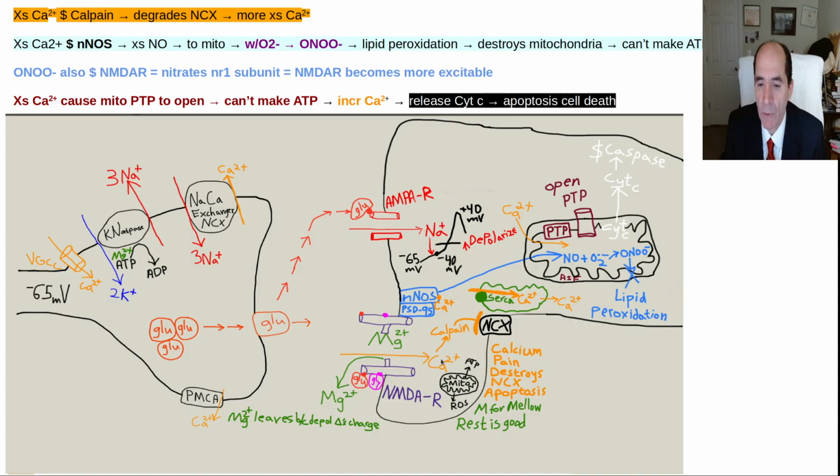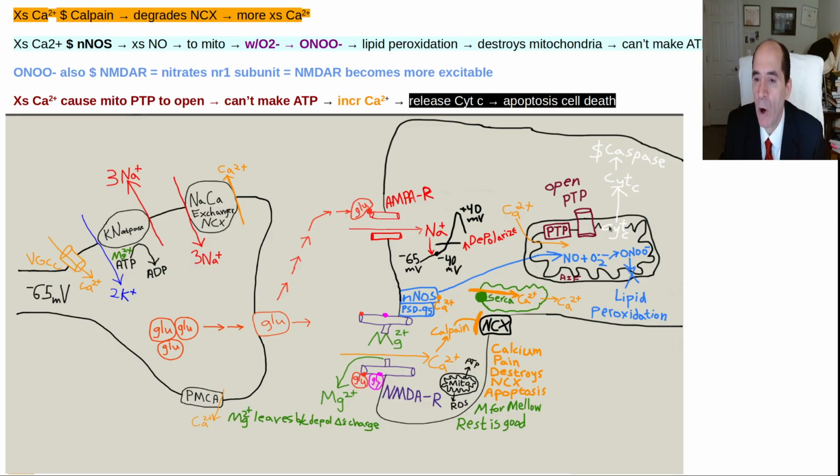Okay, here's a couple more consequences of excessive cytoplasmic calcium. And not only does it activate calpain, which destroys the NCX exchanger, it also activates the neuronal nitric oxide synthase in excessive amounts when there's excessive cytoplasmic calcium. In small amounts, it's normal for this to happen, but when excessive calcium causes excessive activation of neuronal nitric oxide synthase, it'll produce too much nitric oxide, which is a gas, and it'll diffuse over to the mitochondria, go into the mitochondria, combine with the superoxides that are available, make peroxynitrite, and that'll start causing problems. Lipid peroxidation, trash in the mitochondria, like I talked about, and other problems.